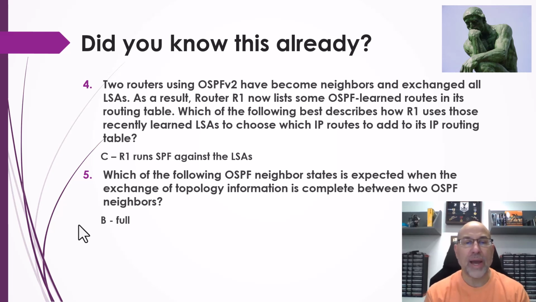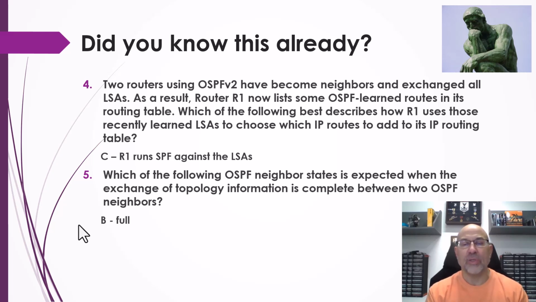Question number 4. Two routers using OSPF v2 have become neighbors and have exchanged all LSAs. As a result, router 1 now lists some of its OSPF learned routes in its routing table. Which of the following best describes how router 1 uses those recently learned LSAs to choose which IP routes to add to its routing table? Remember that at this point, we have an updated link state database. And so now what we have to do is run the shortest path algorithm against the LSAs.